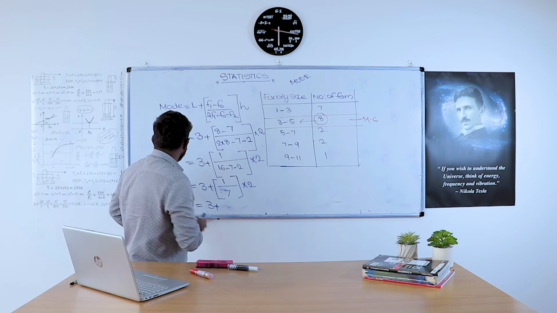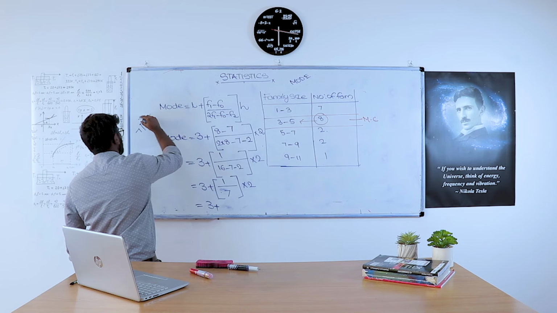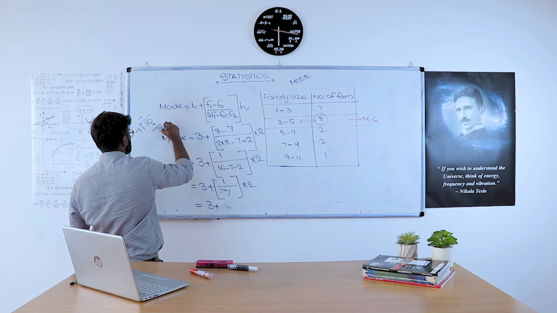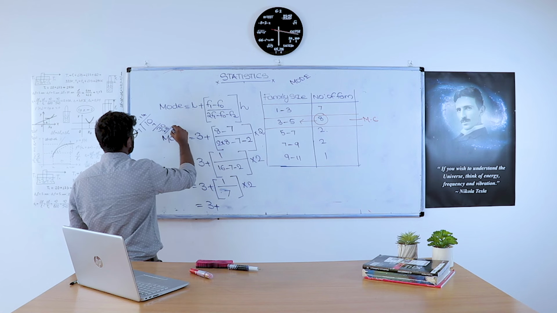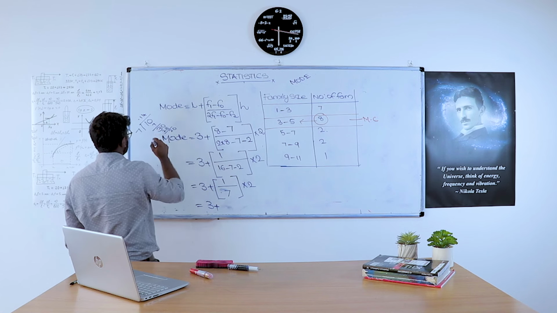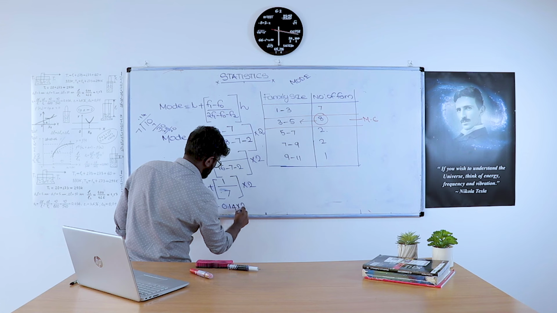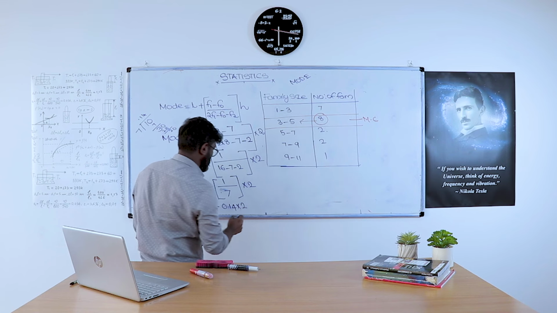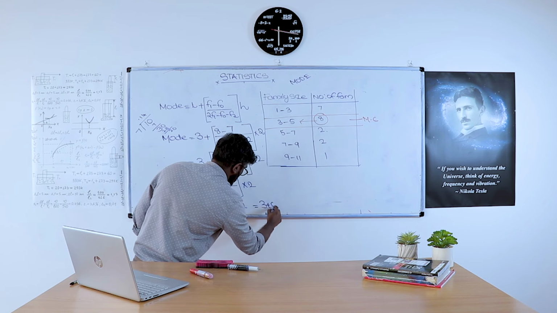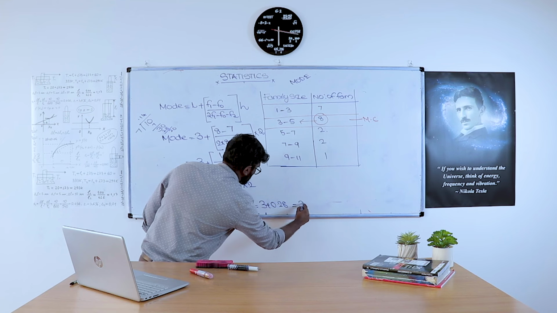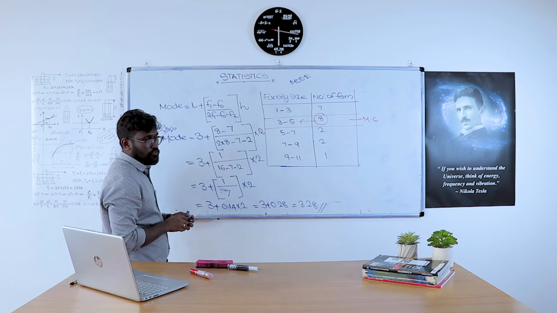1 by 7, I will check, or otherwise we have to do it manually. 1 by 7 is 0.14. Take 2 decimal points. 0.14 into 2 is 0.28. That is equal to 3 plus 0.28, that is equal to 3.28. So the mode is 3.28.